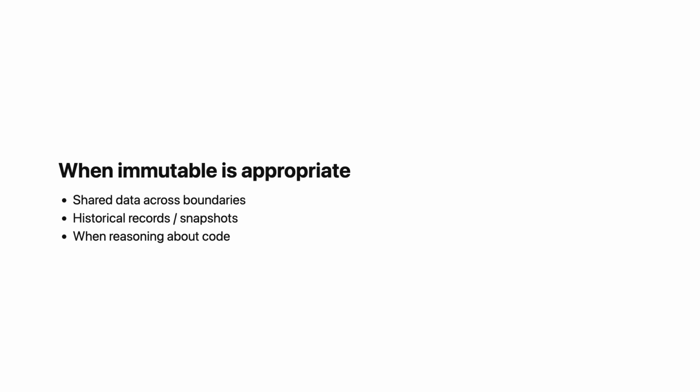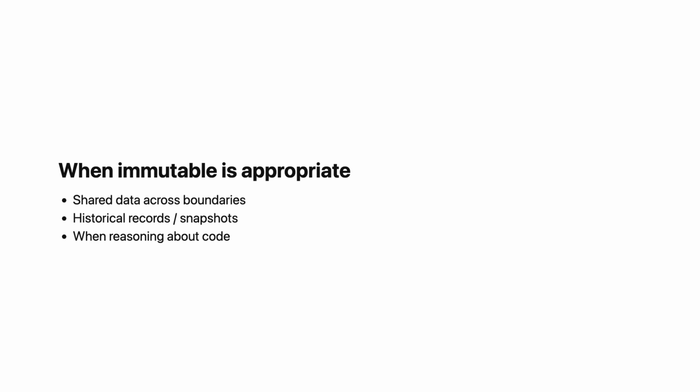Prefer immutability when data is shared. If data crosses function boundaries, immutability prevents accidental modification. If data lives in multiple places, immutability prevents synchronization problems. Prefer immutability for data that represents facts. A historical record, a snapshot of state. These should not change because they represent what was, not what is.